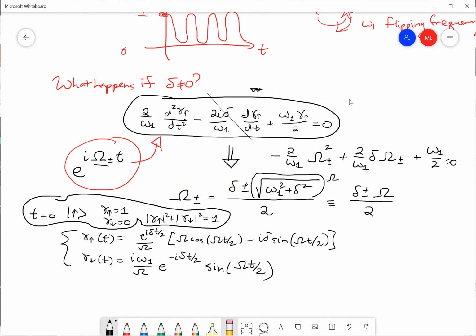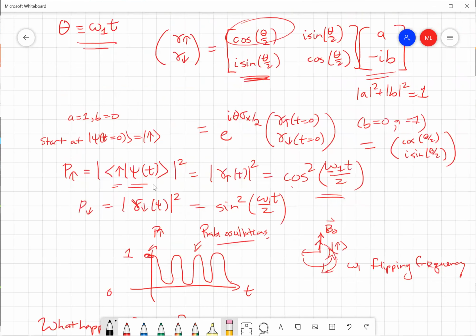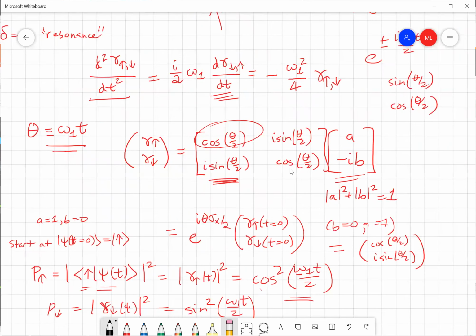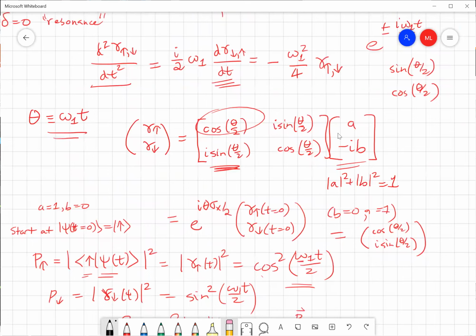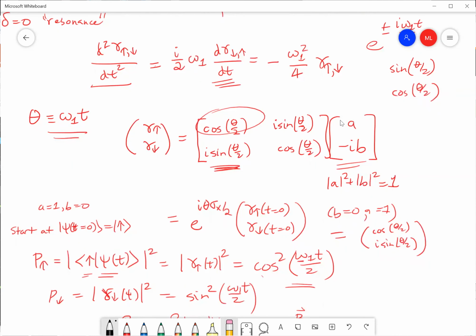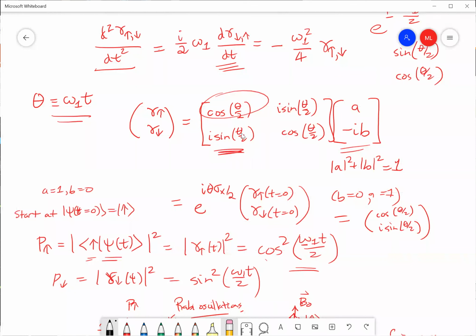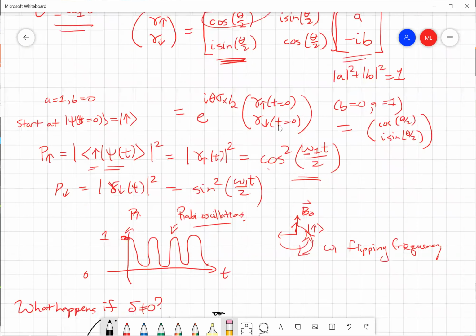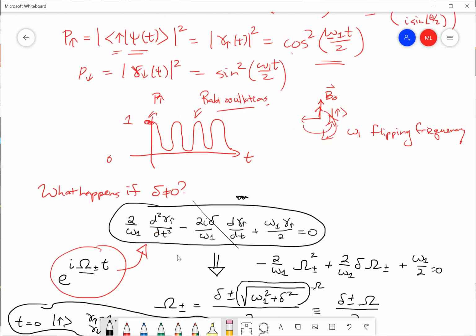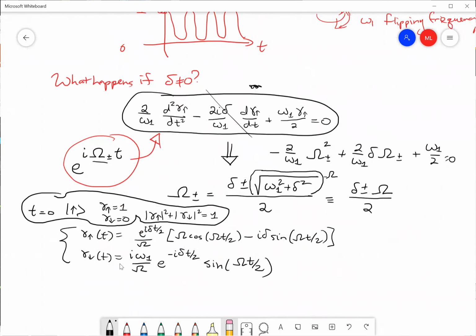So that's what happens. Again, just to remind you what we had before. This time we wrote out the solution in this kind of funny way, but it was the same thing. The gamma down ended up being I sine theta over 2, where theta was omega 1 t over 2, with this initial condition where a is equal to 1 and b is equal to 0. It's quite similar to the solution when we have this term being non-zero, except that, instead of this coefficient being 1, now it's suppressed by a factor of omega 1 over big omega.